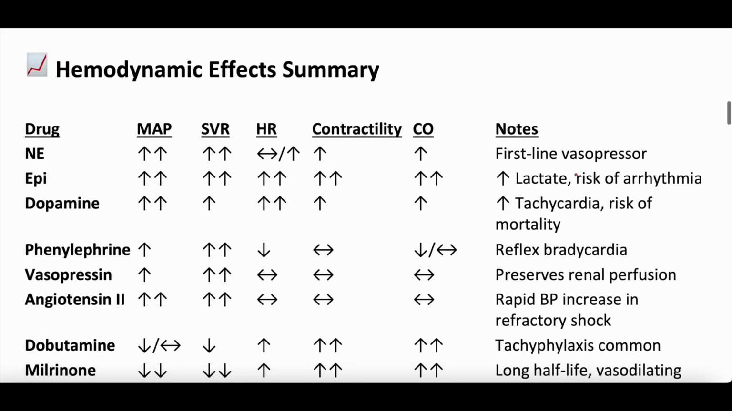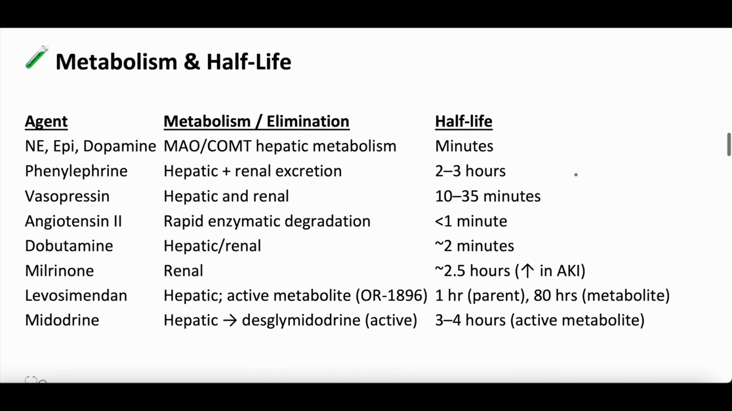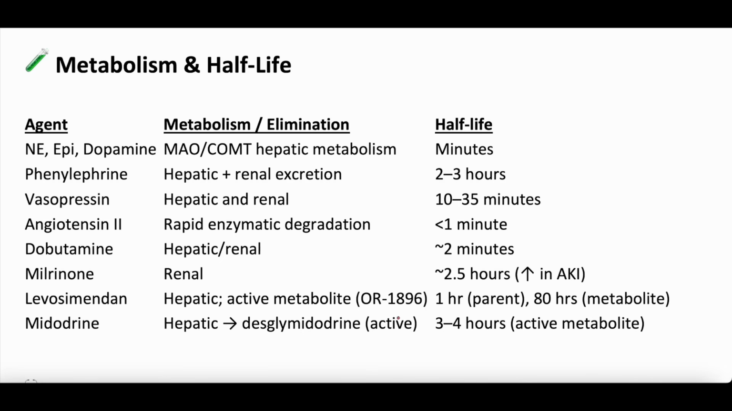Next one is hemodynamic effects. This is a very complex table, but it is helpful in terms of what increases or decreases MAP and SVR, what increases or decreases heart rate, contractility, and cardiac output. So we'll let you all pause here and take a look at that. Metabolism and half-life, probably not as important. The huge thing to note, though, is Levosimendan sticks around forever.